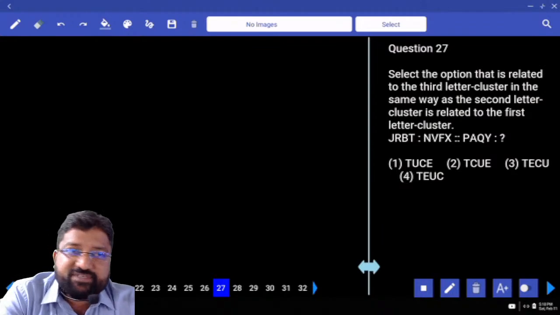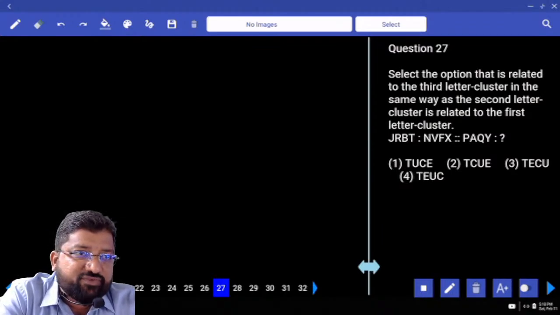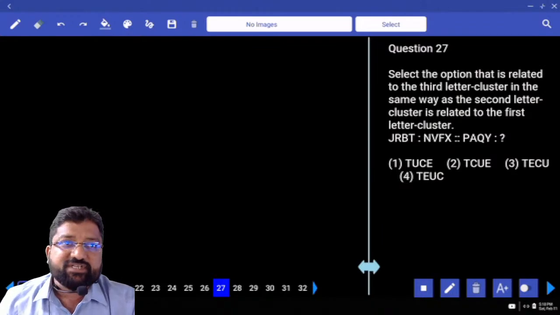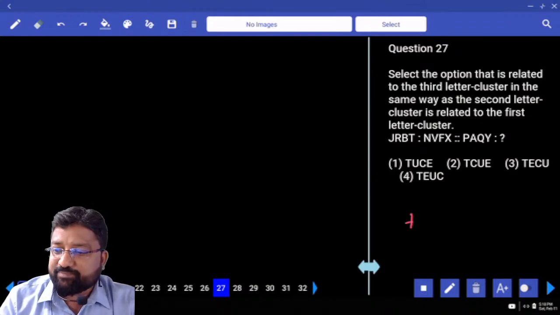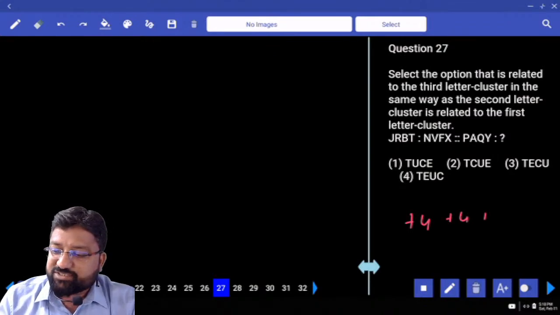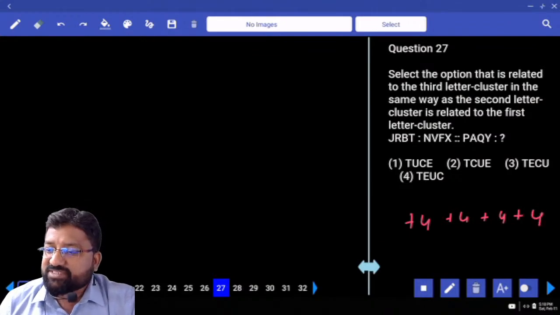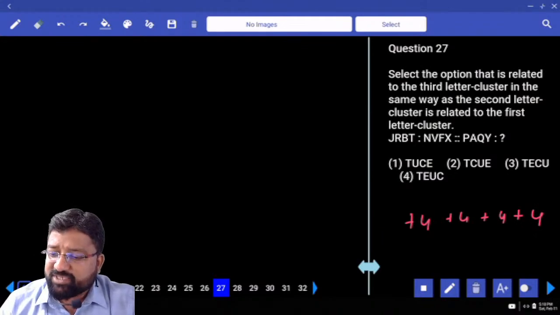Compare the first letter with the first, second with the second, third with the third, and fourth with the fourth. What is the first letter place value? 10. And on the other side, 14. 10 plus 4 is 14. 18, 22 plus 4. 2 and 6 plus 4. 20, 24 plus 4. P is how much? 16. How much is 16 plus 4? 20. T. How many options?